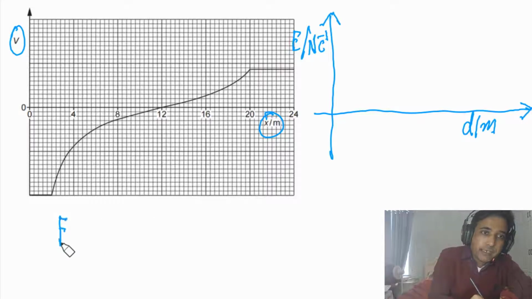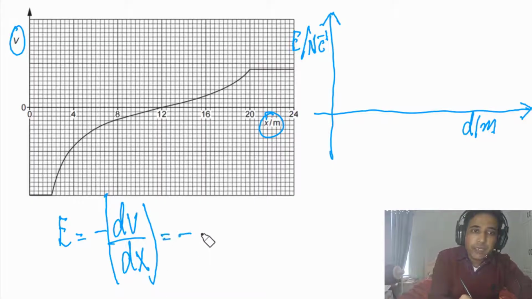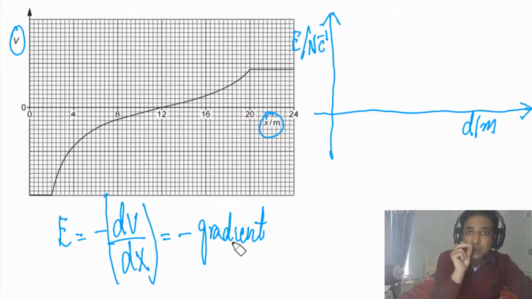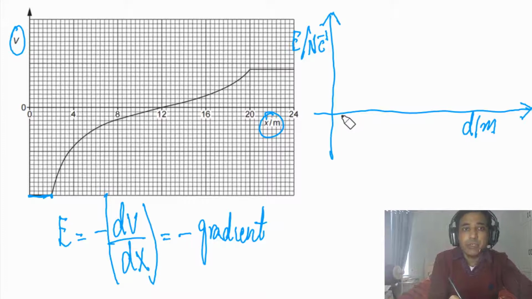Let me give you the hint. Electric field is equal to negative dV by dx. Now dV by dx from this graph is simply equal to the gradient of the graph, so we just need to look at the gradient of the graph. Here you can see the gradient is positive, but before this one the gradient is 0. So initially the electric field is 0, which means the electric field inside the sphere is 0. So we will draw just a horizontal line here. Now you see the gradient is positive, but you have to take the negative of that, so the electric field is negative.